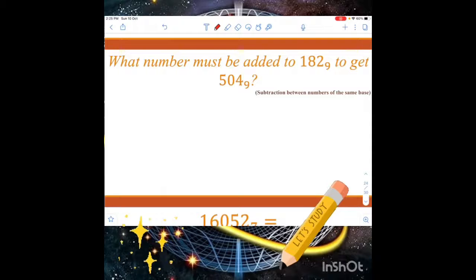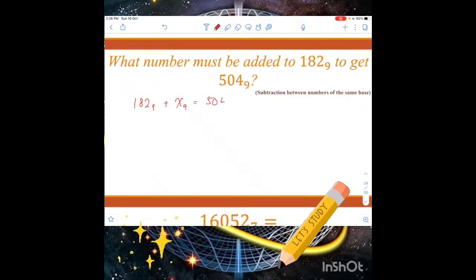Next example: what number must be added to 182 base 9 to get 504 base 9? You see, when we are getting numbers that are not of base 2, base 8, and base 10, we already know this one is about manual calculation. So that is the first impression that we need to get from this question. Now the next thing is we need to understand the question. The question says, what number must be added to 182 base 9 to get 504 base 9?